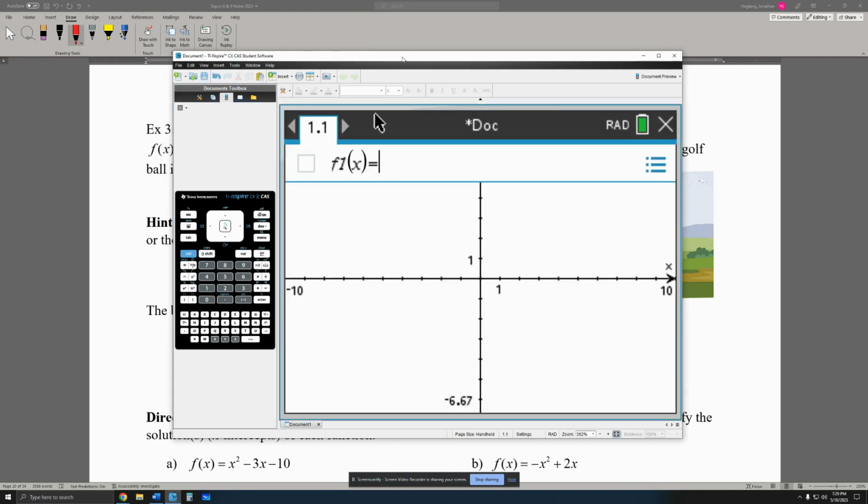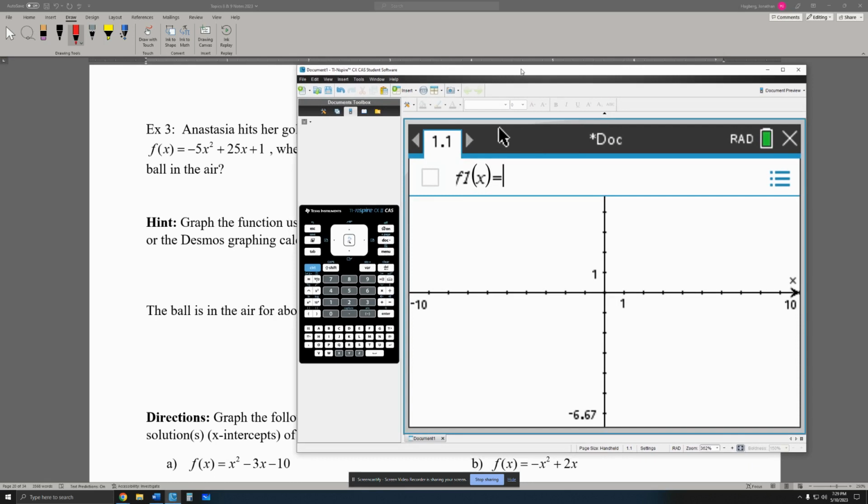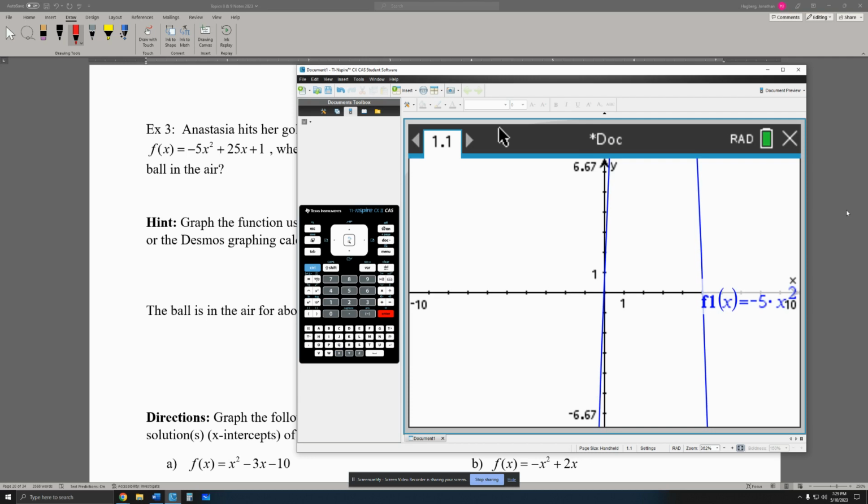In the function up here where we have f1 of x, we're going to go ahead and type in our function. So negative 5x squared, and then plus 25x, and plus 1. If you hit enter, we can see the graph right here. Now we're not going to see the whole graph, but we do see the x-intercepts. So I notice that we've got one, it appears at the origin, and then we've got another, it appears to be at about 5. But let's go ahead and check for sure.